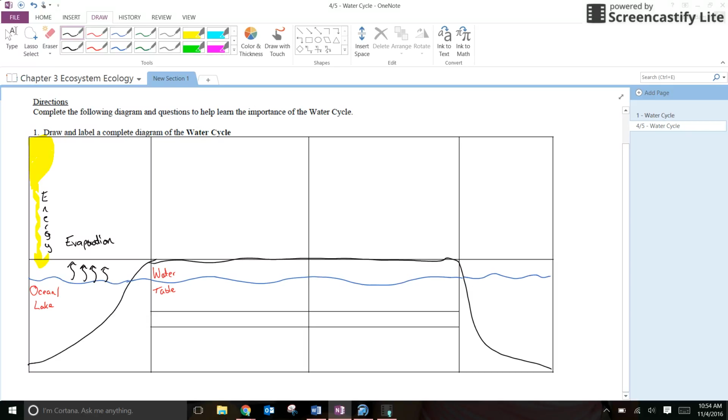What would you define evaporation as? The process that does what? Anybody want to? Good. So it's taking H2O liquid to H2O gas. So we're going to write H2O and put the gas symbol behind it to show what evaporation does. That water will continue to rise in the atmosphere.